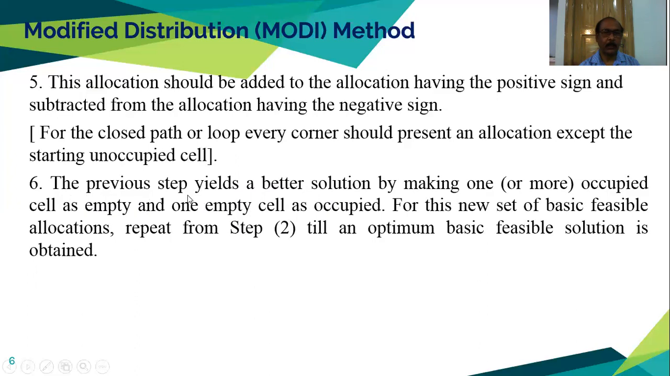Point 6. The previous steps yield a better solution by making one or more occupied cells empty and one empty cell occupied. For this new set of basic feasible allocation, repeat from step 2 till an optimum basic feasible solution is obtained. So in this case, basically what happened, we are shifting allocation from a high cost allocated cell to a low cost cell.